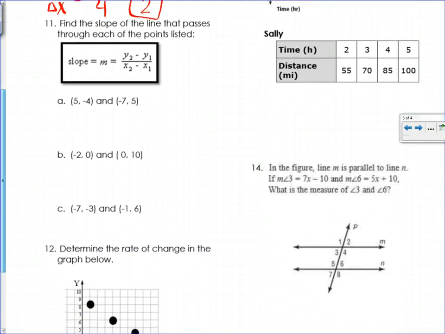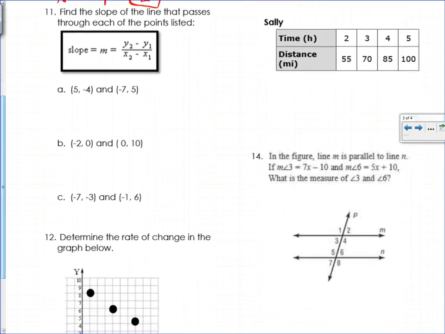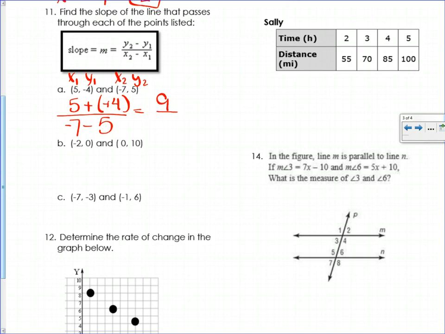Find the slope of the line that passes through the points. Here you're just using your formula, x1, y1, x2, y2, and plug them into your slope formula. So my y2 is 5 minus y1 is negative 4 over x2 is negative 7 minus x1, which is 5. So 5 minus negative 4, those turn into pluses, is 9. Negative 7 minus 5 is negative 12. And then reduce, divide by 3. You get negative 3 over 4.